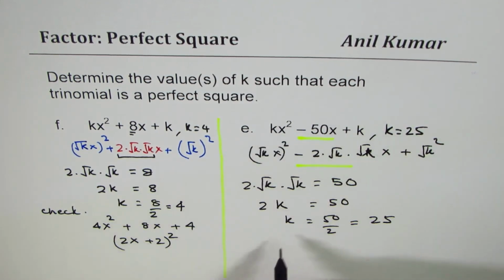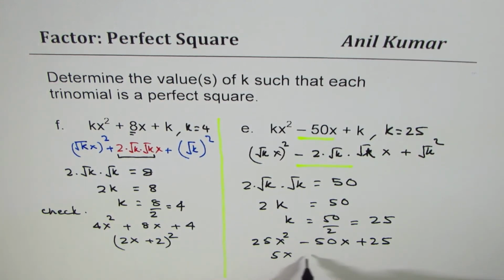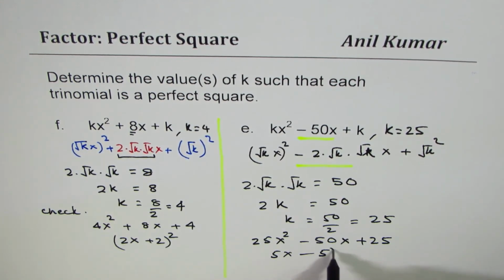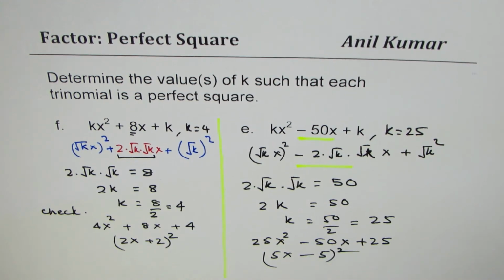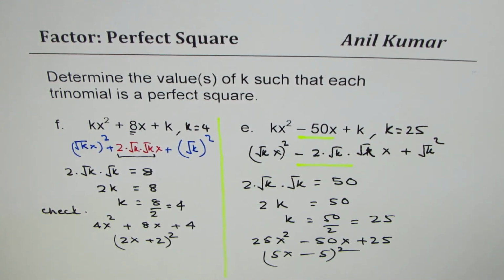You could write this as 25x squared minus 50x plus 25, or 5x minus 5 whole square, right? So that is how we can actually do such questions.